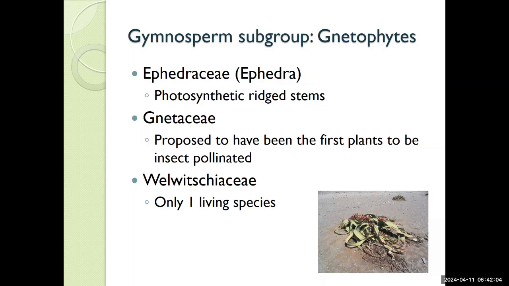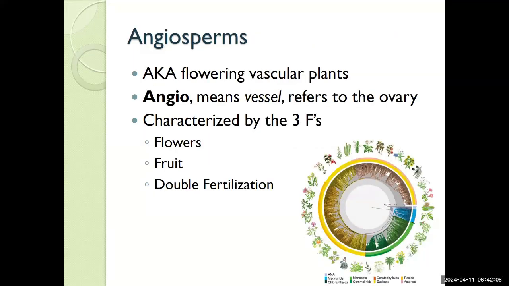Our last group of plants are the angiosperms. These are not only vascular plants, they not only have seeds, but more importantly, they have flowers. Angio means vessel, and so this refers to the fact that these have ovaries. The angiosperms are characterized by having three F's. Know these three. The first is that they produce flowers. The second is that those flowers will become fruit.